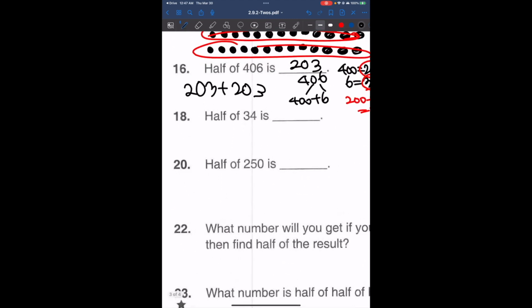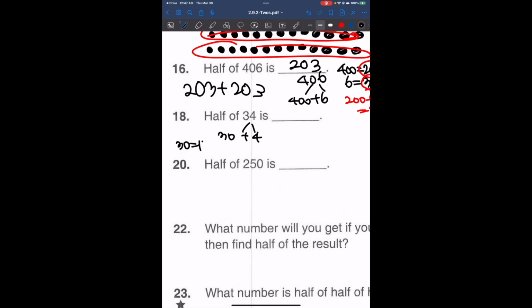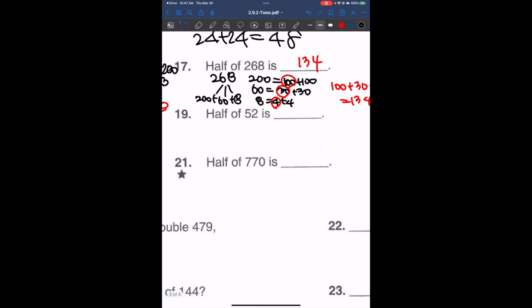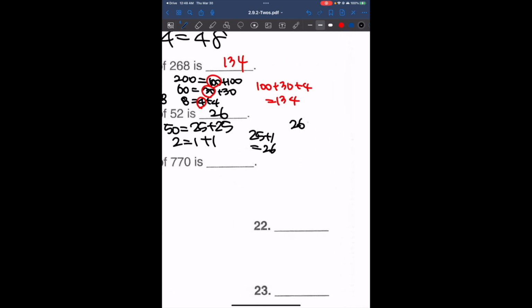Now half of 34 can also be split into 30 plus 4. And 30 is 15 plus 15. 4 is 2 plus 2. So 15 plus 2 gives us 17. Now let's look at half of 52. 52 can be split into 50 plus 2. 50 is 25 plus 25, and 2 is 1 plus 1. So 25 plus 1 gives us 26. And so 2 copies, just to confirm, of 26 gives us 52.